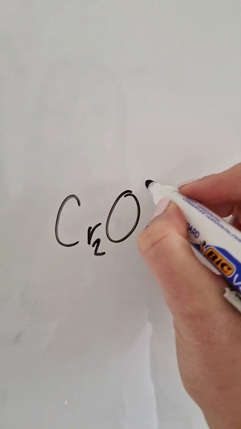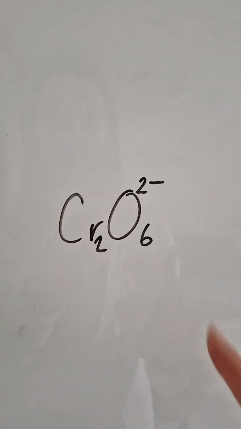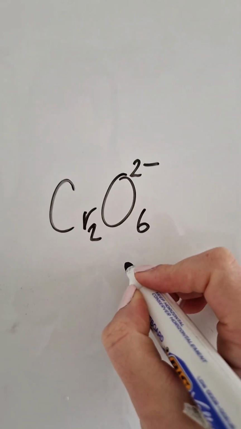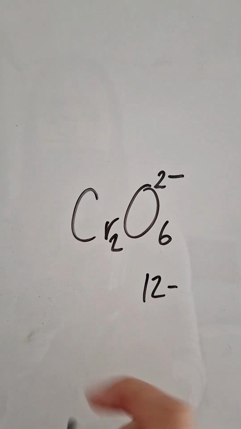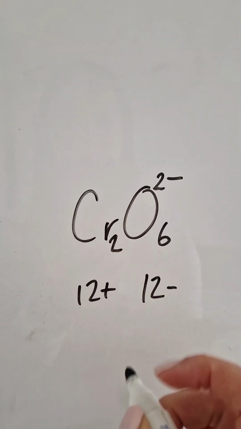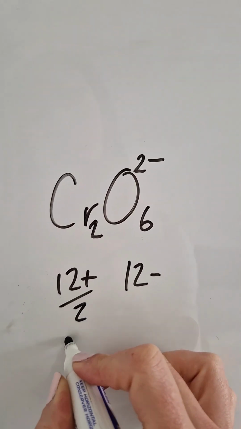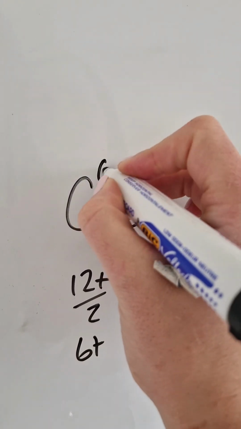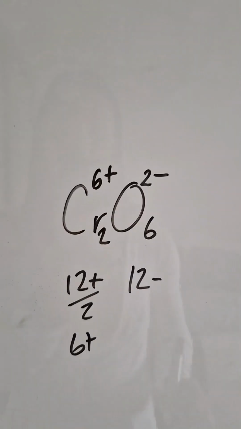So we know oxygen always has a 2 negative charge as an ion. 6 times 2 minus gives us 12 minus. That means we need 12 positive to balance that out. Sharing that 12 positive charge between the 2 chromiums would give us 6 positive for each chromium. So that's the charge of the chromium ion.